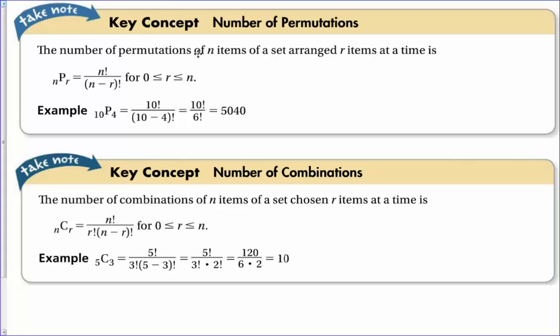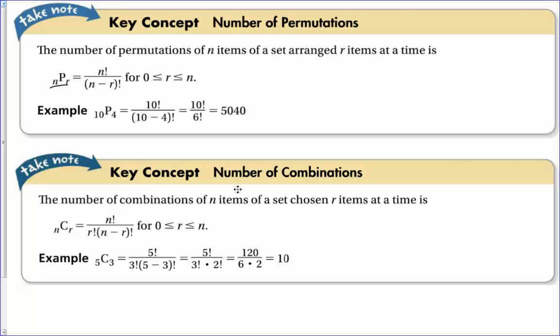The number of permutations of n items of a set arranged r items at a time is nPr, this is your symbol for permutations, equals n factorial, so the number of items you have, divided by the number of items you have minus the number of items in each set at each time, and then it's the factorial of that. So if you have 10 items arranged in groups of 4, it'd be 10 factorial divided by 10 minus 4 factorial, so 10 factorial divided by 6 factorial, which is 5040.